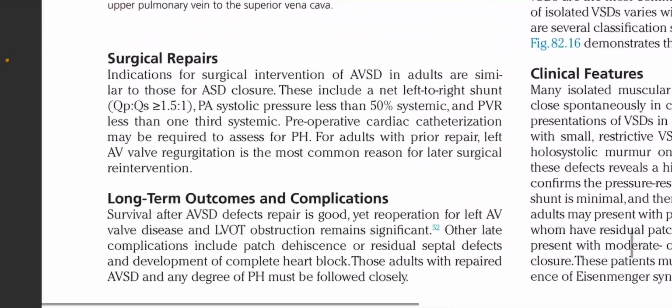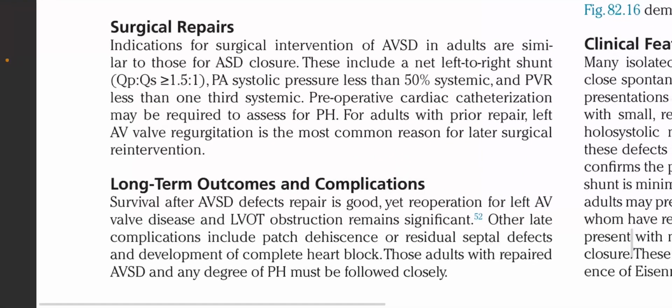Now, surgical repairs. Indications for surgical intervention of atrioventricular septal defect in adults are similar to those for ASD closure. These include a net left to right shunt QP/QS ratio more than or equal to 1.5:1, pulmonary artery systolic pressure less than 50% systemic, and PVR less than 1/3 systemic. Preoperative cardiac catheterization may be required to assess for pulmonary hypertension. For adults with prior repair, left atrioventricular valve regurgitation is the most common reason for later surgical reintervention.